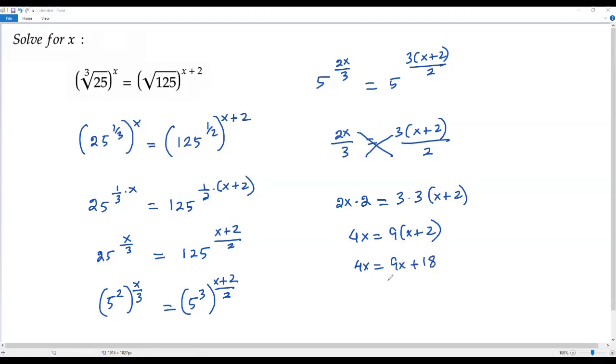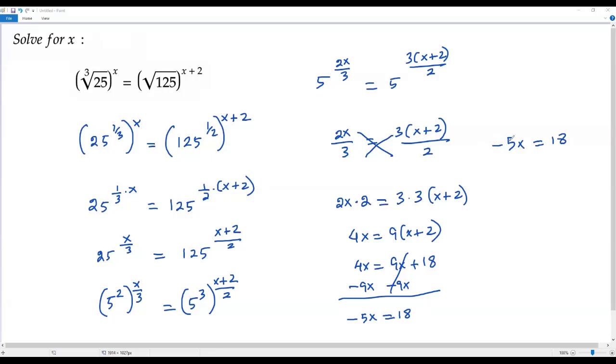My aim is to solve for x, but here the variable x appears on both sides of the equation. So to solve for x, I have to get rid of the variable on one of the sides. Let me get rid of the variable on the right side. For that, I have to subtract 9x from both sides. When I do so, this positive 9x and negative 9x will cancel out. When I combine positive 4x and negative 9x, I'm getting negative 5x equals positive 18. Let me write the equation over here. That is negative 5x equals 18.